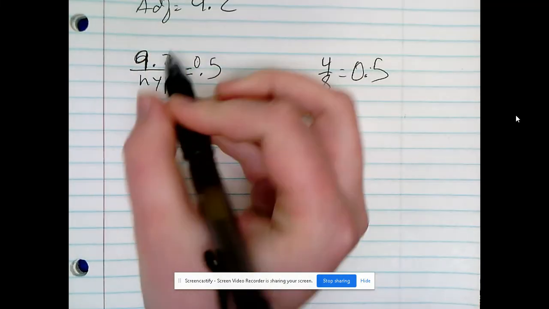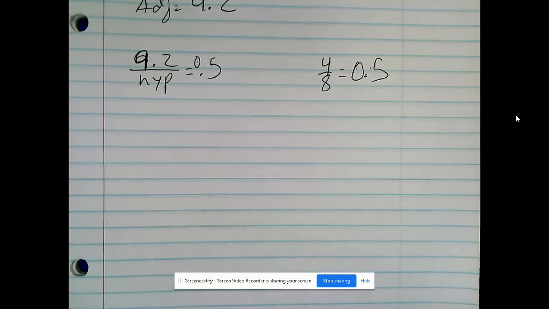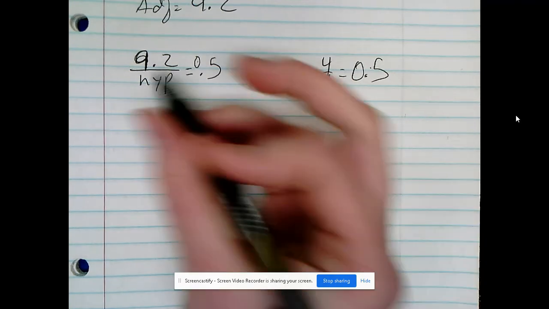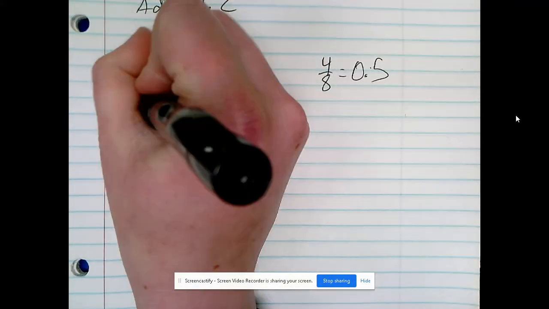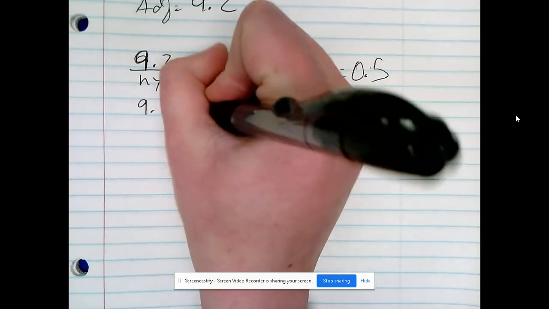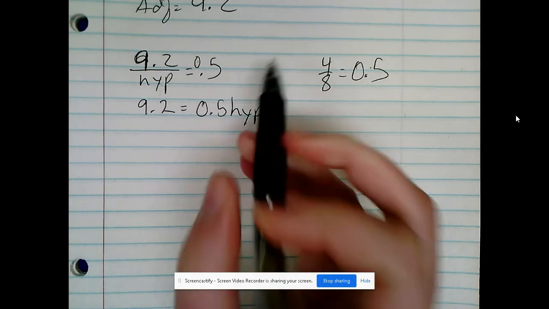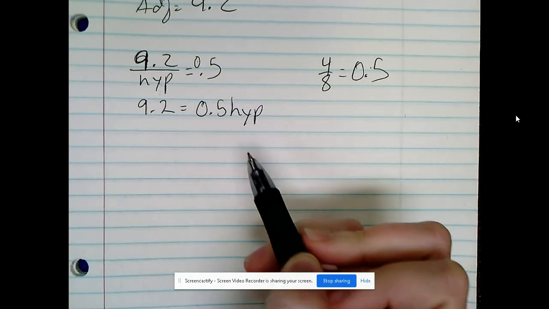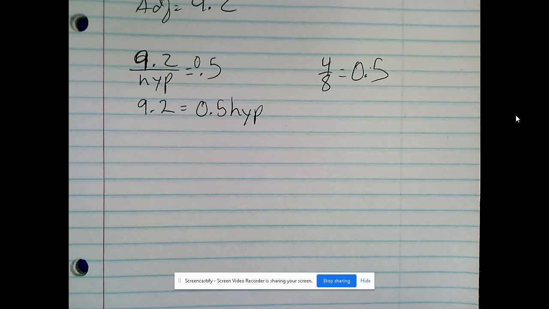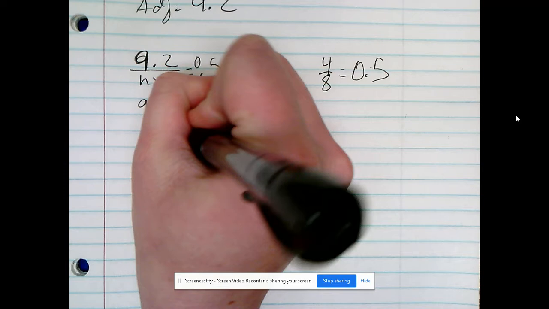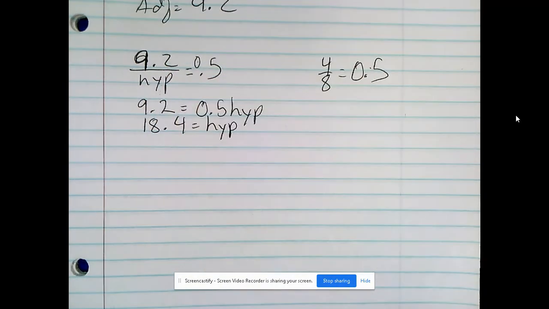So for this one, we need to get the hypotenuse by itself. But in order to do that, we need to have it not be on the bottom. So the first step to getting it by itself is we're going to multiply both sides by the hypotenuse. So we end up with 9.2 equals 0.5 times the hypotenuse. So now to get the hypotenuse by itself, we're going to divide by 0.5. So we're going to do 9.2 divided by 0.5, and we get 18.4. So that means our hypotenuse is 18.4.